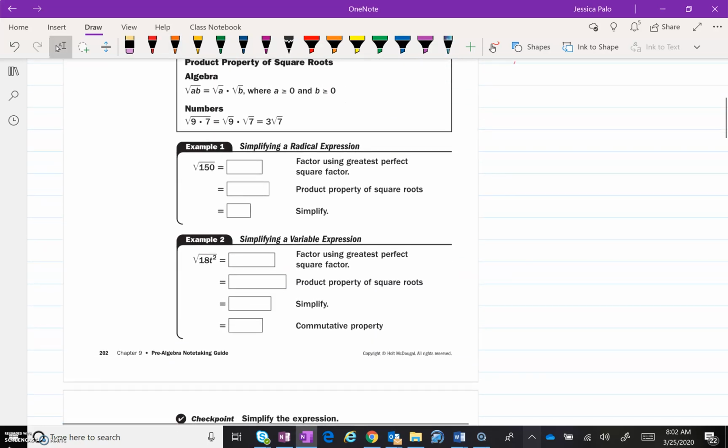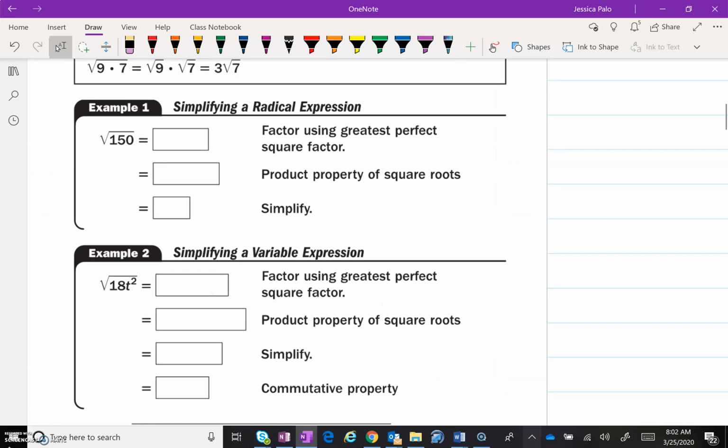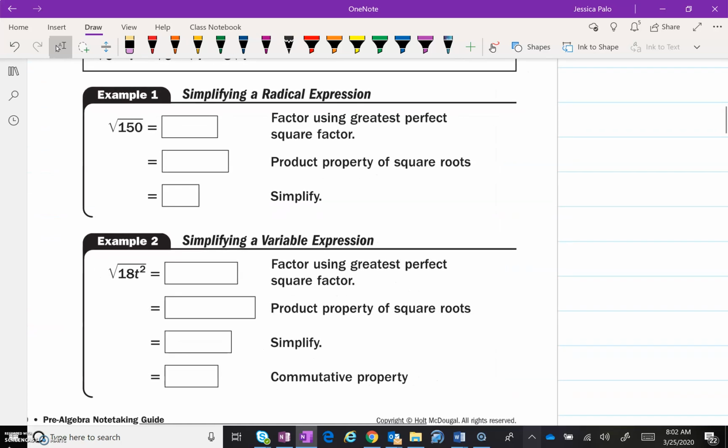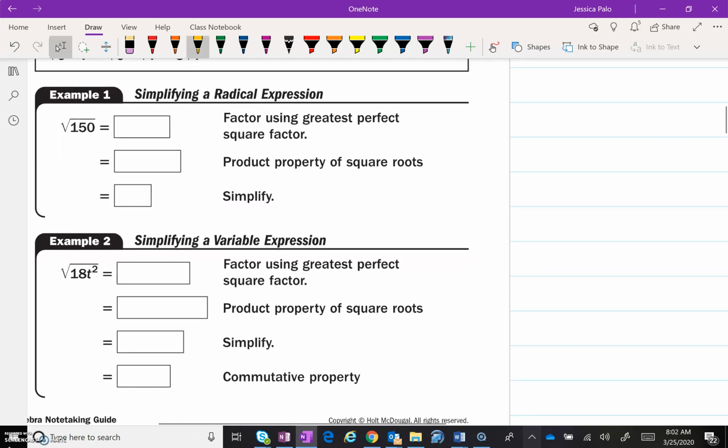So let's take a look at example 1, simplifying a radical expression. First, I am going to go off to the side here and show you the poodle method. So we have the square root of 150. We want to simplify this radical expression. And simplifying a radical expression means leaving it in radical form. So because 150 is not a perfect square, there will be a radical in your final answer.